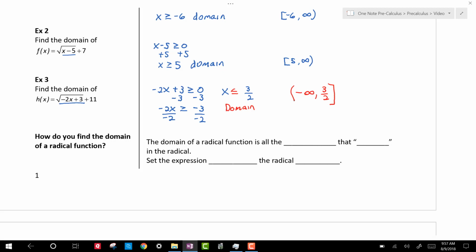So how do we find the domain of a radical function? Just like we've been doing. The domain of a radical function is all of the x values, in quotes here, that work. They're the x values that work. How do we do that? Just like we did in these three examples. We set the expression inside the radical greater than or equal to 0 and solve it. All right, let's keep going here.